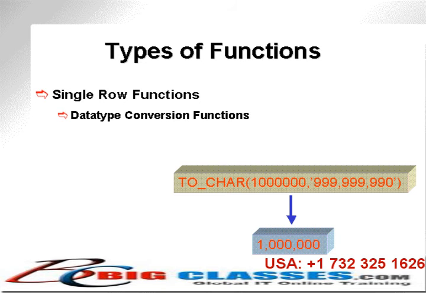Data type conversion functions do literally as they say. They convert between data types. In other words, they convert from characters to numbers, vice versa, and dates to characters, etc. As you can see from the function here, I've taken a number at 1 million, I've applied a format to it, which is comma delimited, and I come out with a character value of 1 million delimited by commas.